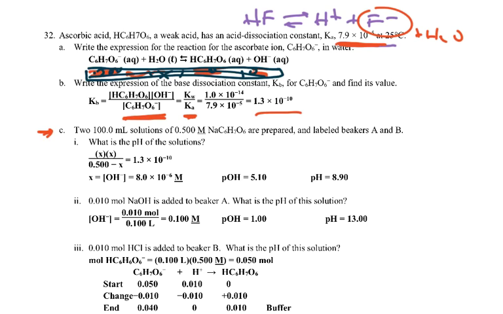Okay, so when we get all done and substitute it into this expression, we're going to have x squared over 0.5 minus x, and because this value here is so small, that x is ignorable. So we just say 0.5 times 1.3 times 10 to the minus 10 equals x squared. When all is said and done, we get a value for x, and x is our OH minus concentration. So we get 8 times 10 to the minus 6. Take the negative log of that, we get a pOH, subtract from 14, and we get our pH.